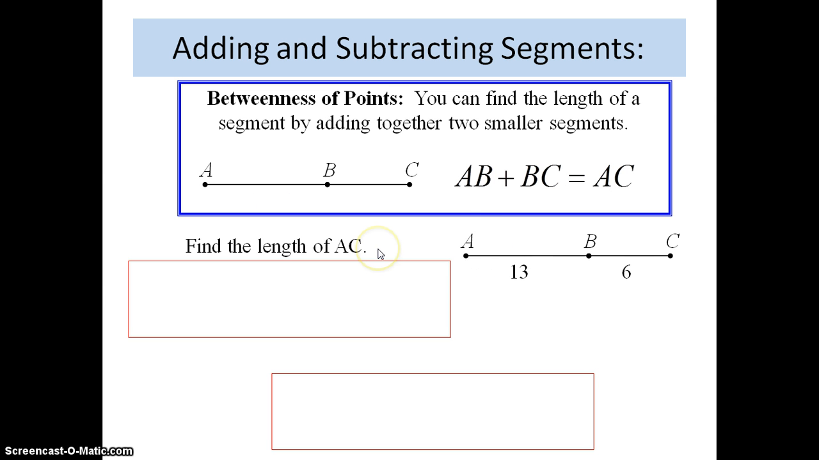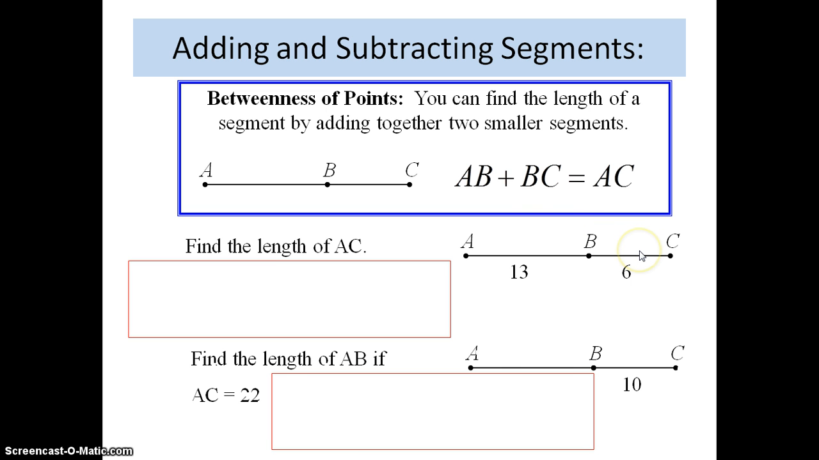Find the length of AC. So we're trying to find the length of this whole segment. We can do that by adding together the two smaller segments. I know that AB plus BC is going to equal AC. It's going to equal that whole segment. So then I plug in what I know. I know AB is 13 and BC is 6 because it's labeled that way. Then you do your addition and you get 19 is equal to AC. You probably could have done that in your head, but I'm just showing you how to write it out because it's not always going to be this simple.